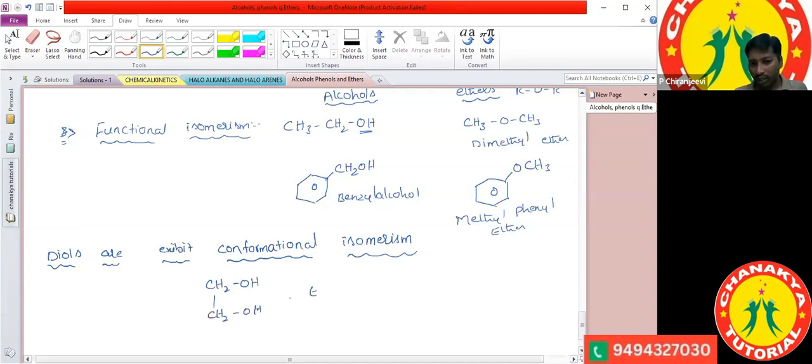So ethylene glycol exhibits conformational isomerism.